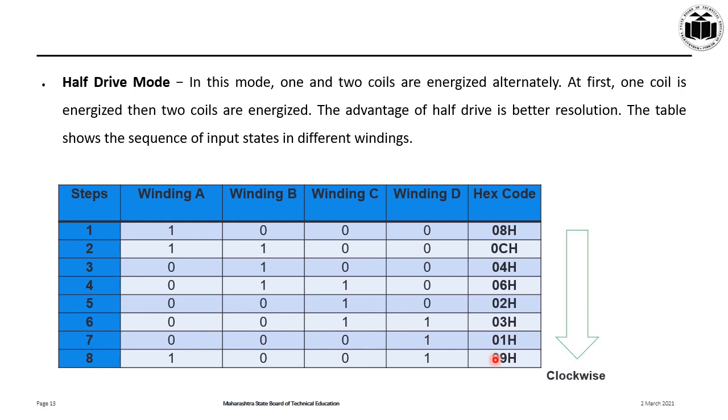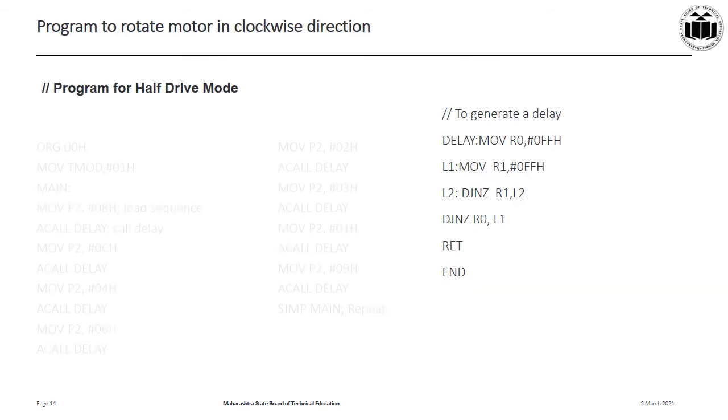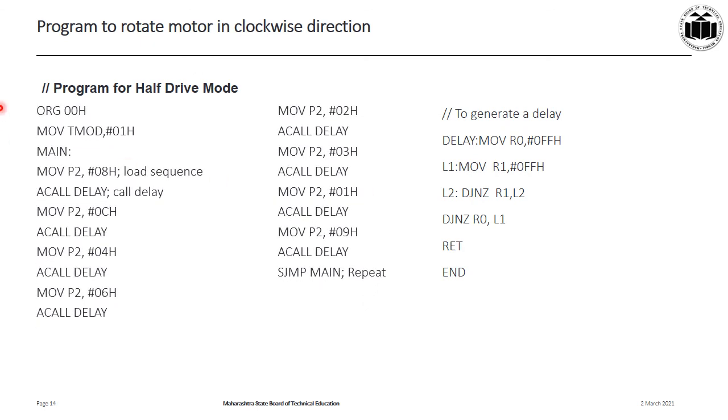The program is for clockwise. You will use sequence in this sequence. For counterclockwise, the sequence needs to be reversed. Program for half drive mode, it can be seen. It is similar to program in full drive mode. Only thing is, instead of 4 sequences, we are having 8 sequences, and they are separated by delays. And this is the program to generate the delay. Setting the value of delay will change the speed of the motor.